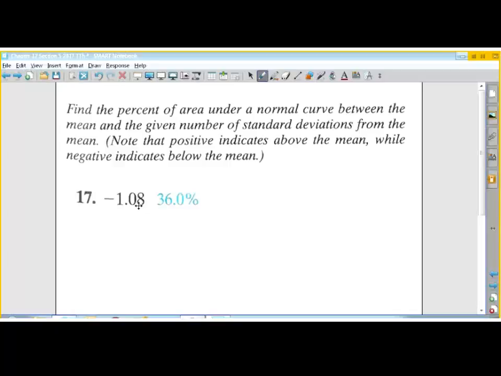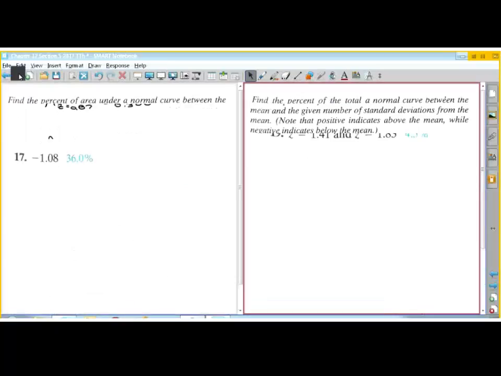So just to give you guys some practice, make sure you can confirm these are correct. Look on your table for 1.08, which is in the third column of z numbers in the table. You should see 0.360, which can then be converted to percent. Okay, so this is just using the table.